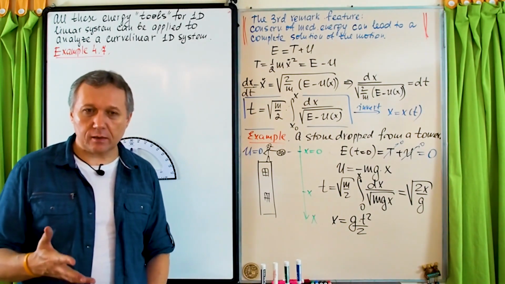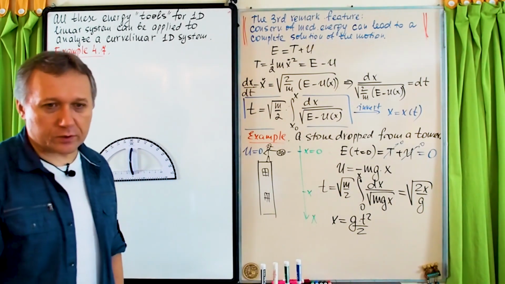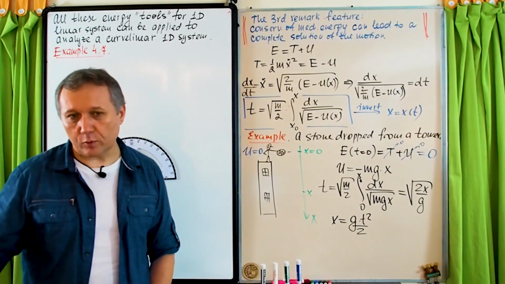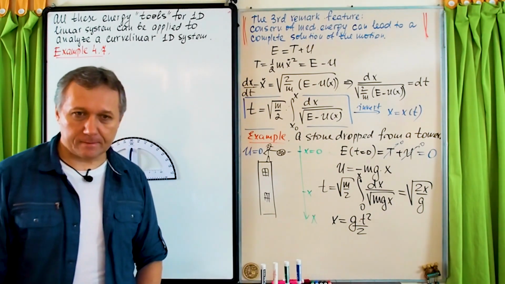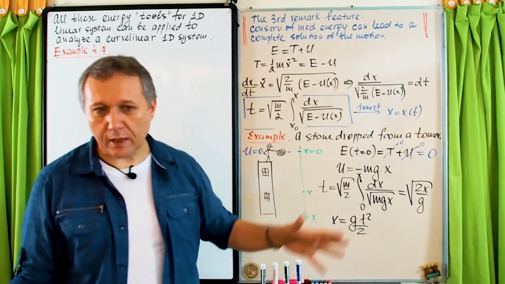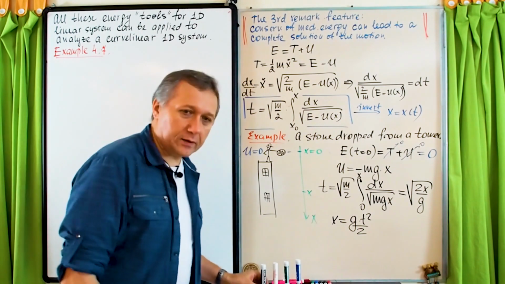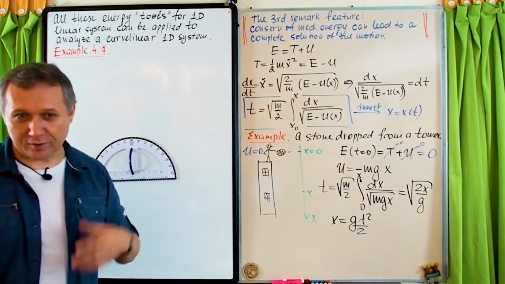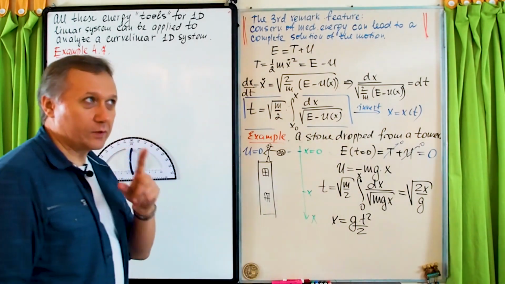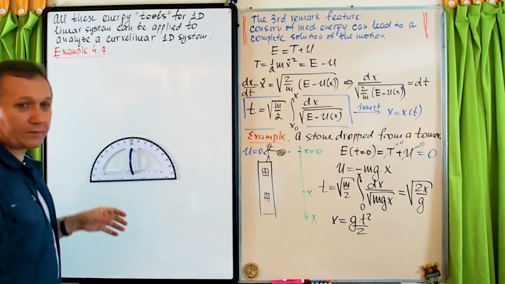And again, it doesn't care where the origin of your coordinate system is. So potential energy lives its own life, and it doesn't care about the origin. It only cares where you position the reference point. In this case, the reference level.